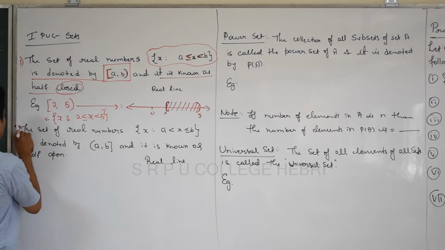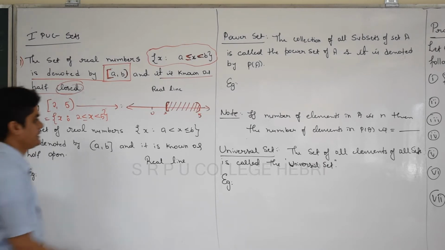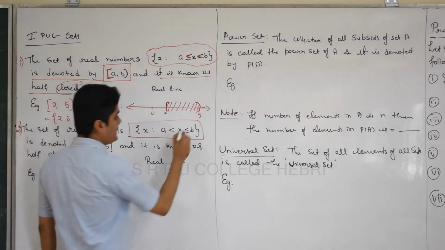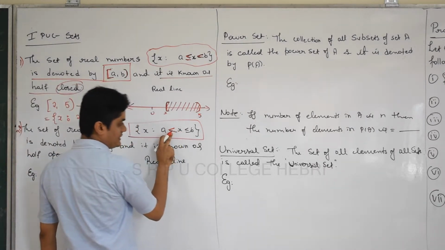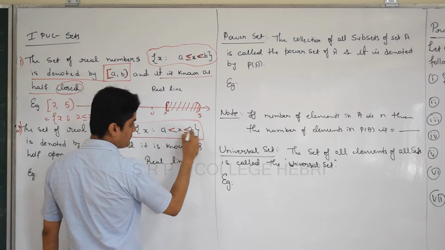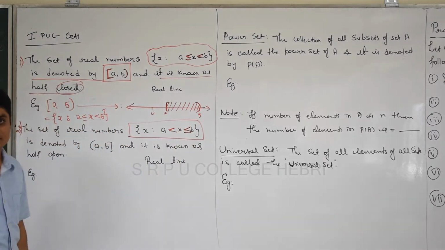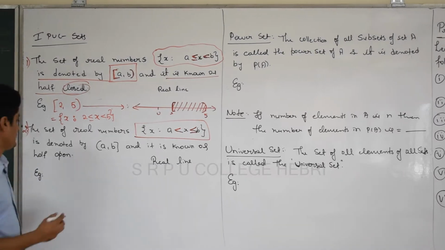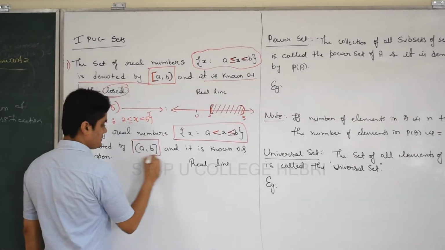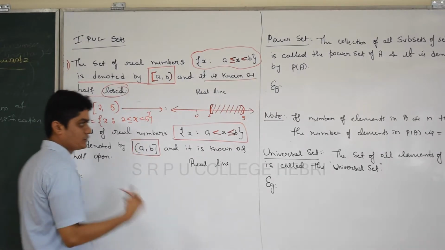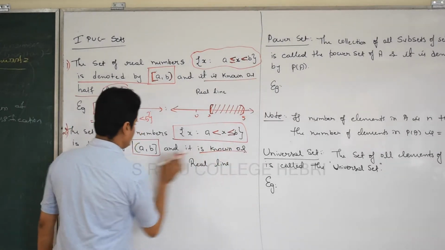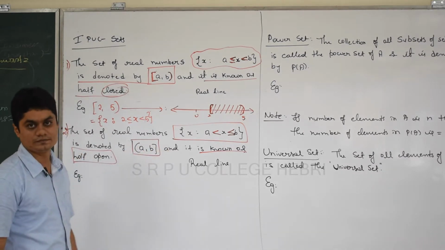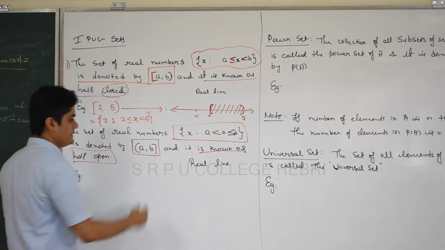Similarly, there is another pattern. The set of all real numbers x such that x is between a and b again, but excluding a, because the equal symbol is not there, and including b, where the equal symbol is included. So excluding a, including b, correct? And it is denoted like this. Exclude means open bracket, include means square bracket, and it is known as half open. Actually, open at the start but ended with the close.